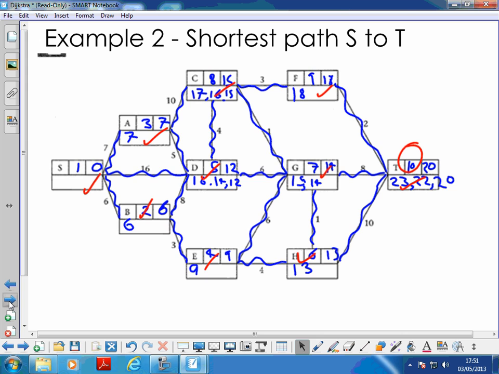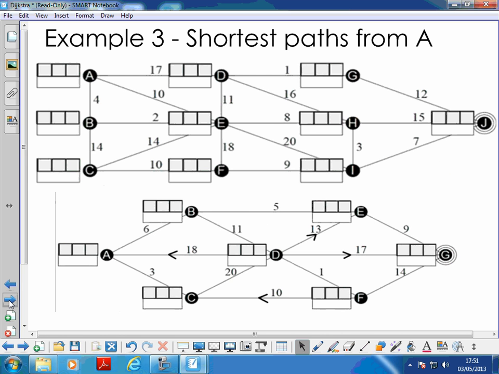Okay, if you're watching the video, you're now going to try these two on your own. So pause the video, and then I'm going to wait 5 seconds, and I'll put the answers up so you can check your answers. But do pause the video and try this yourself.